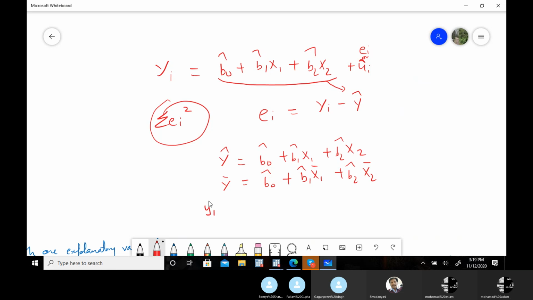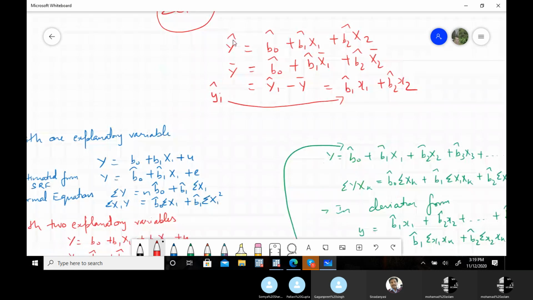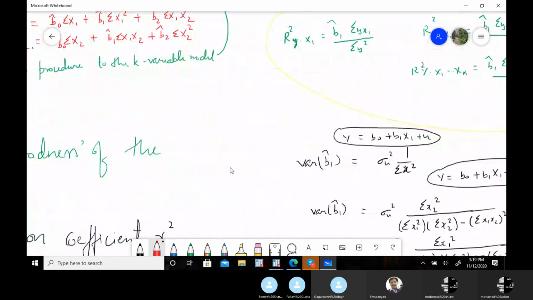So in deviation form, like yesterday with the R, the deviation form. In deviation form, this equation is beta 1 hat x1 plus beta 2 hat x2. This is the deviation form. If you remember yesterday's part, we did it on the R scale. Let me show you that part.